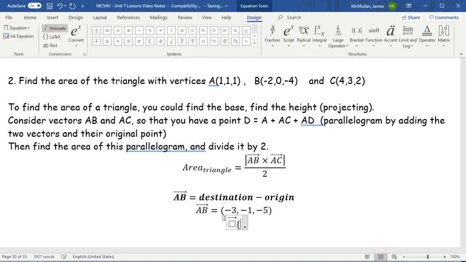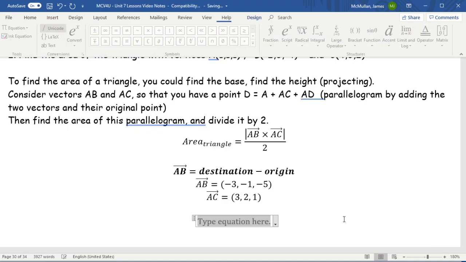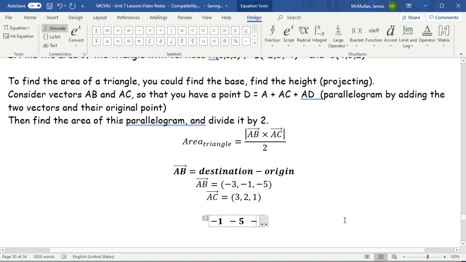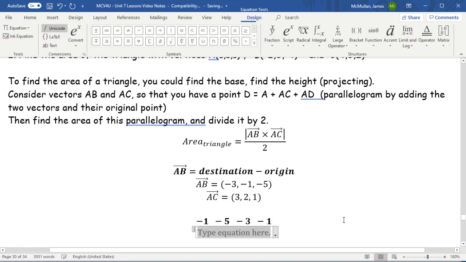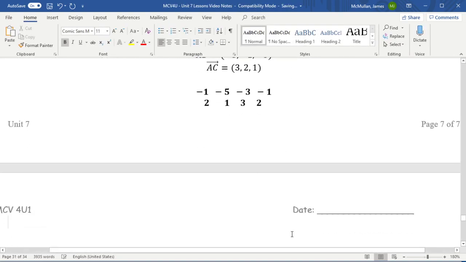Then we need the vector from A to C. Vector AC would be, to get from 1 to 4 is 3, to get from 1 to 3 is 2, to get from 1 to 2 is 1. Okay, so that's that. Then we're going to cross product these vectors. So -3, -1, -5, -3, -1 again. 3, 2, 1, 3, 2 again. Okay, so we'll go ahead and cross product them.